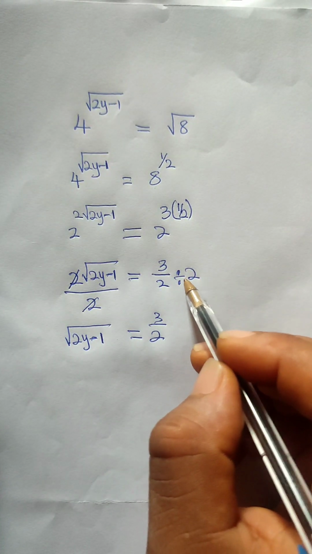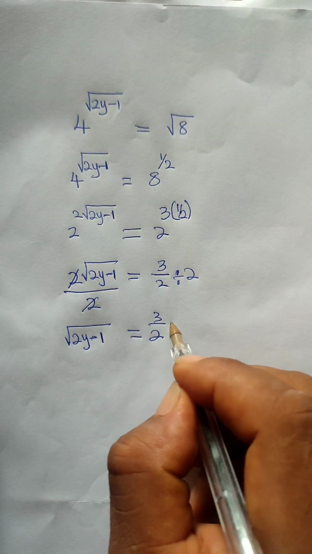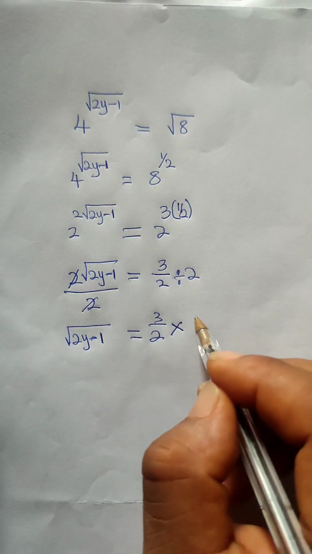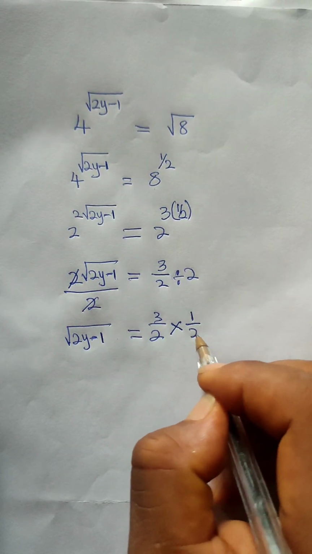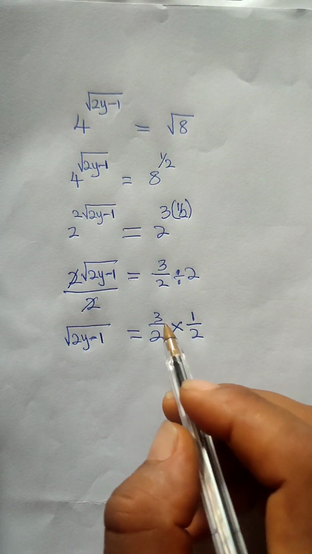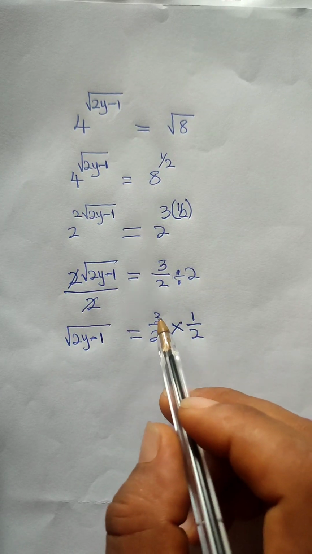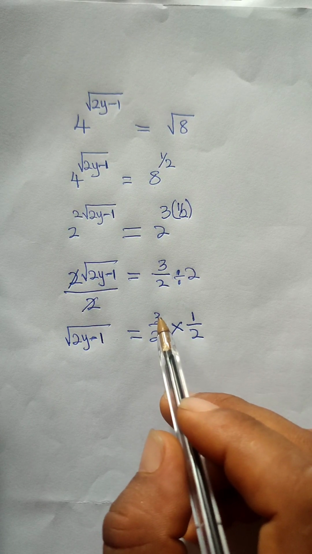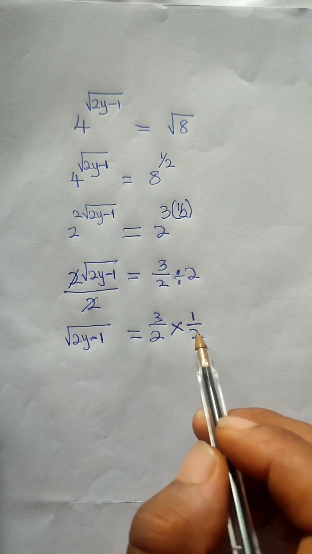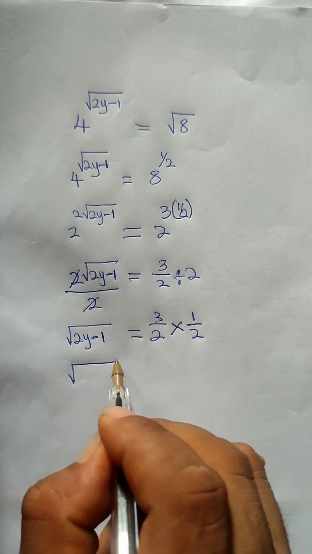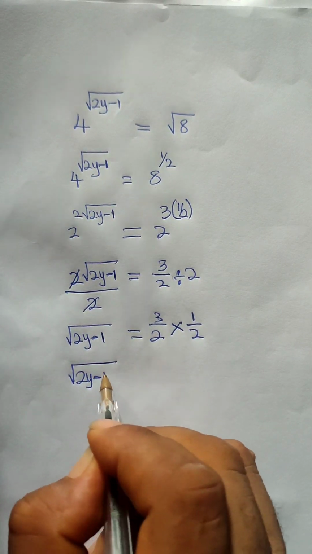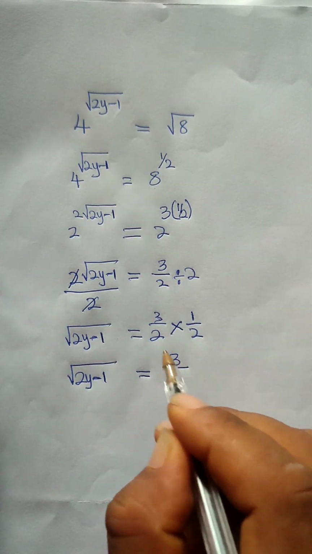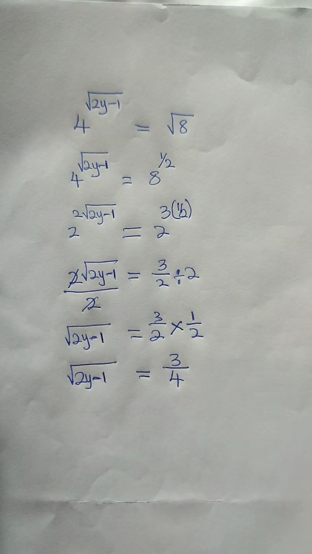In division, we don't use this symbol. Rather, we replace it with multiplication symbol and take the inverse of this. Inverse of 2 is 1 over 2. Now next thing is to divide through if possible. We don't have any common factor that can divide through. So what we do is to multiply 3 by 1 and multiply 2 by 2. So here we have root 2y minus 1 equals 3 multiply 1 is 3, 2 multiply 2 is 4.